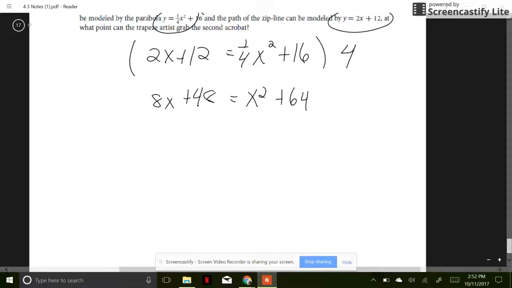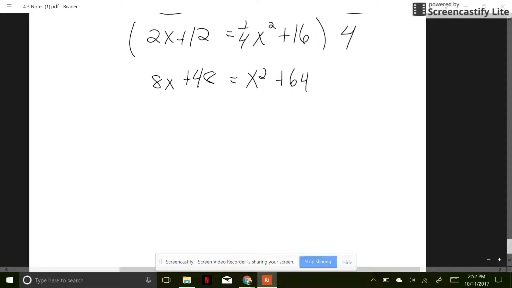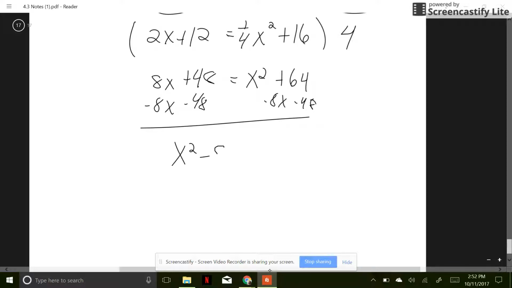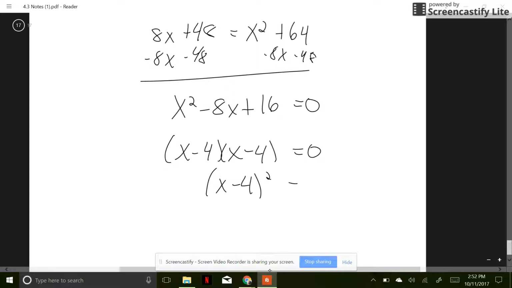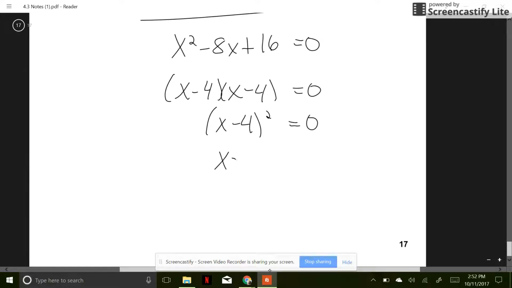So now if I want to solve this, I move everything to one side of the equation. So I'll subtract the 8x, subtract the 48. So I end up with x squared minus 8x plus 16 equals 0. Lucky for me, this factors. It's a perfect square. It factors to get x minus 4, which again is a perfect square. It's x minus 4 squared equals 0, which means that x minus 4 is 0 and that x is 4.